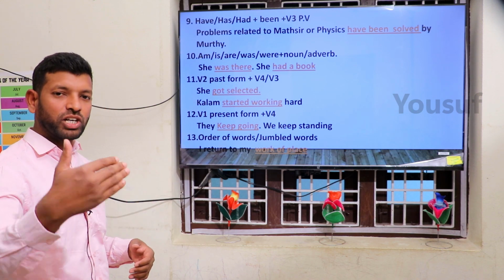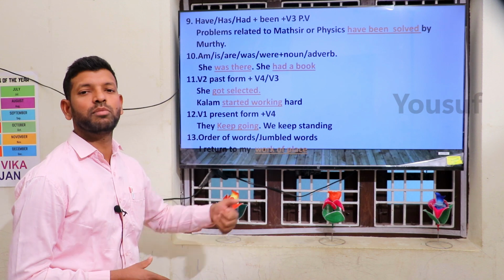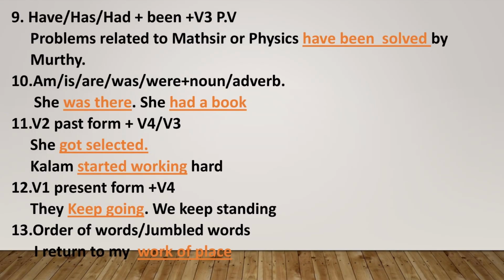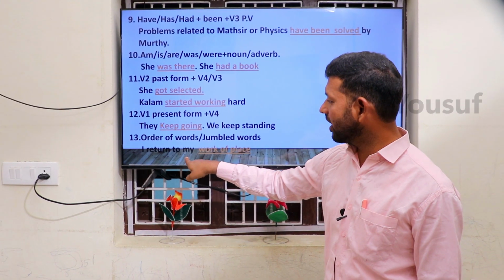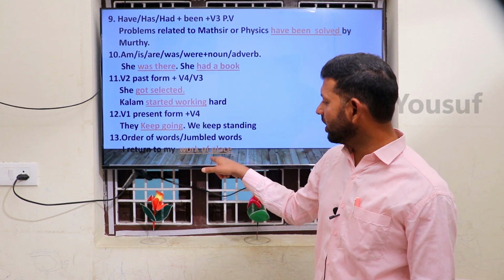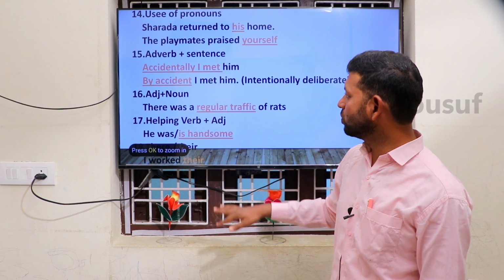Then one more possibility of use in editing is the order of words, or jumbled words. Right. I return to my work of place. So you could see here, I return to my work of place. So what is there? Work of place is not a correct phrase. So what should be there? Place of work. The actual answer is place of work. So that is what. Right.